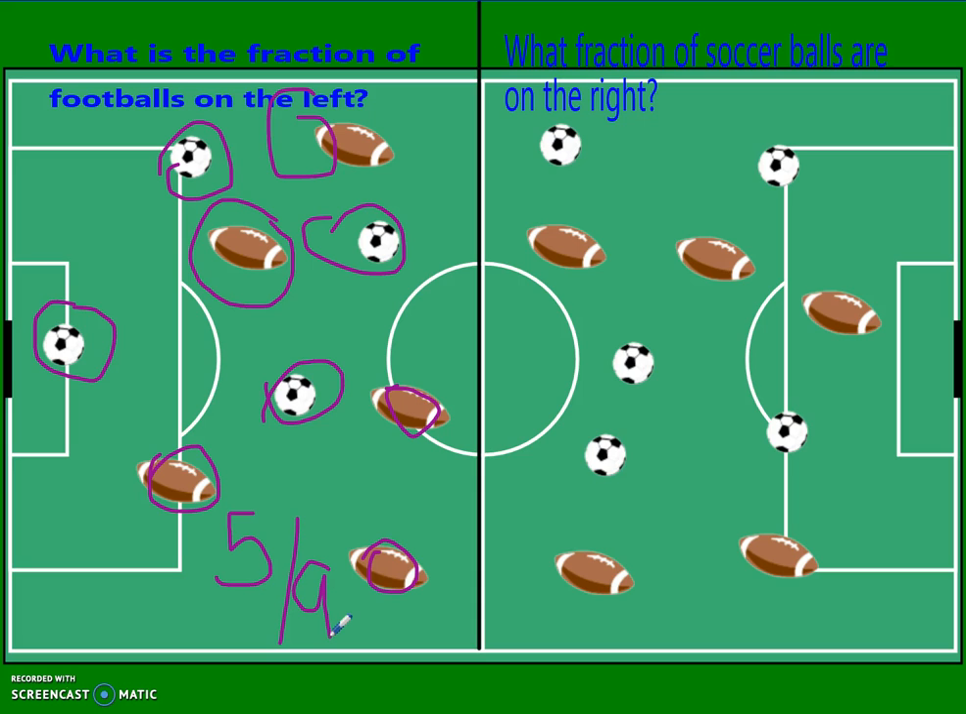So what fraction of soccer balls are on the right? So this time you're counting soccer balls. Yep, so there's 1, 2, 3, 4, 5 soccer balls. We would have 5 soccer balls out of 6, 7, 8, 9, 10 balls. And does anyone remember what 5 over 10 becomes? Yep, it becomes 1 over 2. So 1/2 of the balls.